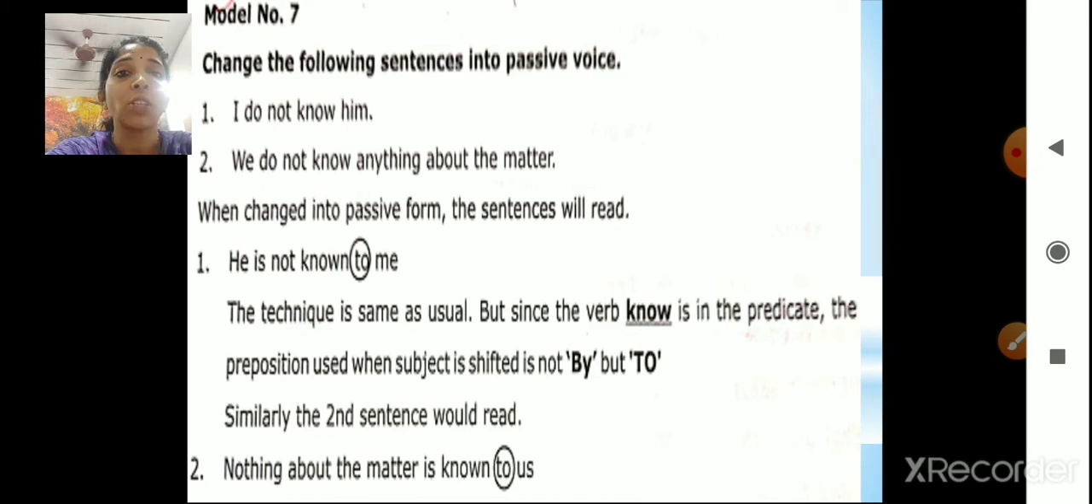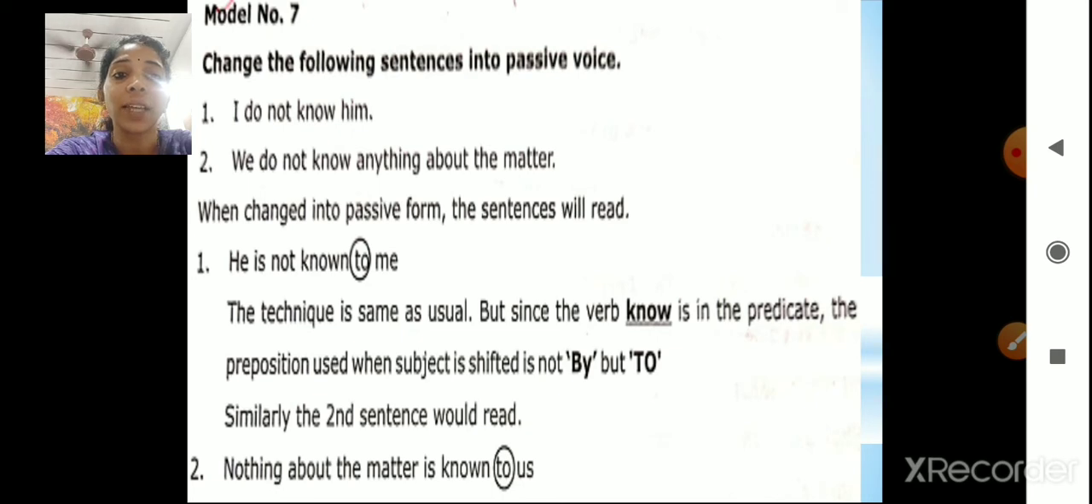There is an interchange of place of subject and object. So when the interchange takes place, instead of using by, we use to. The preposition used when the subject is shifted is not by but to. And this happens only when the verb know is in the predicate part of the sentence.